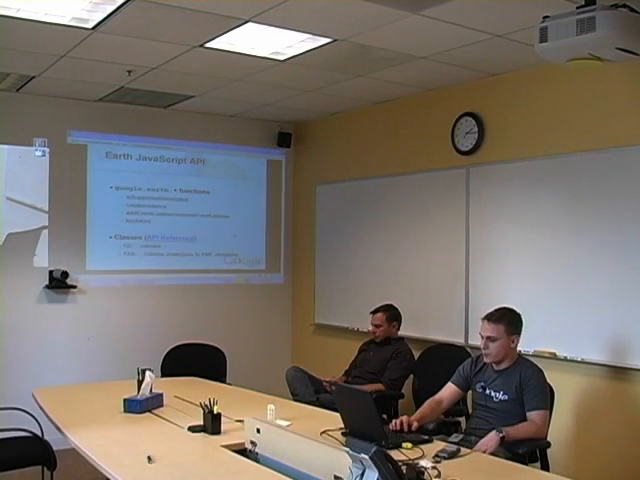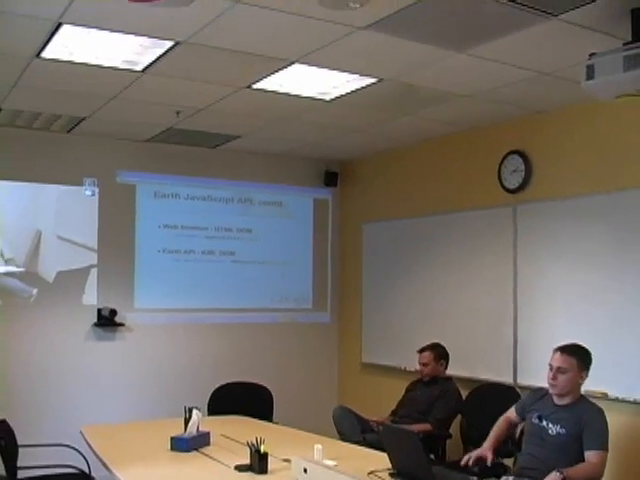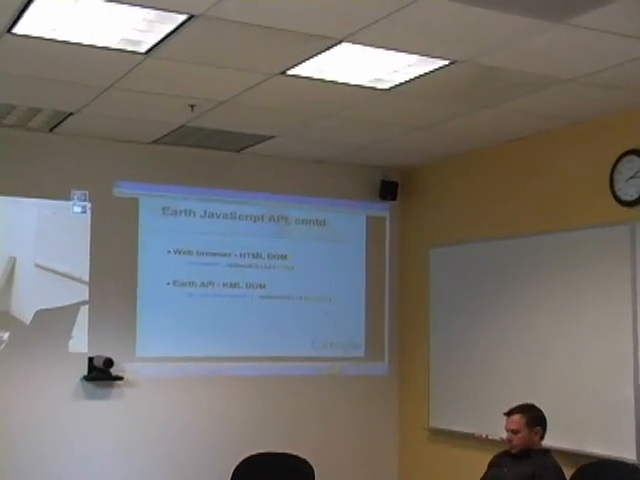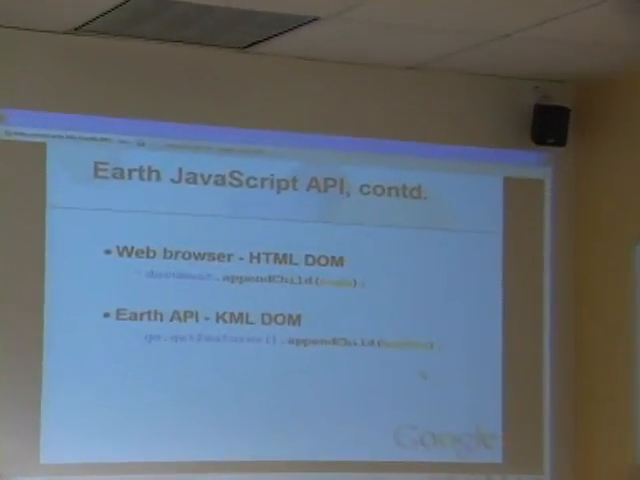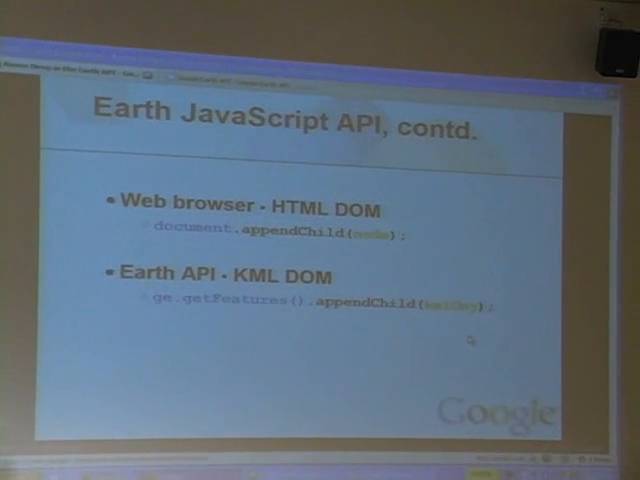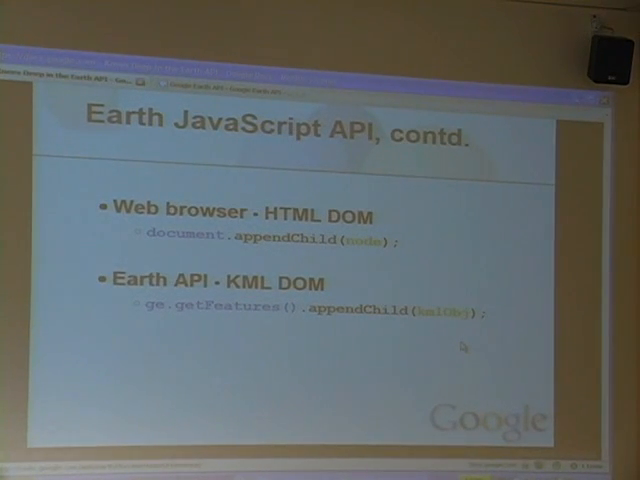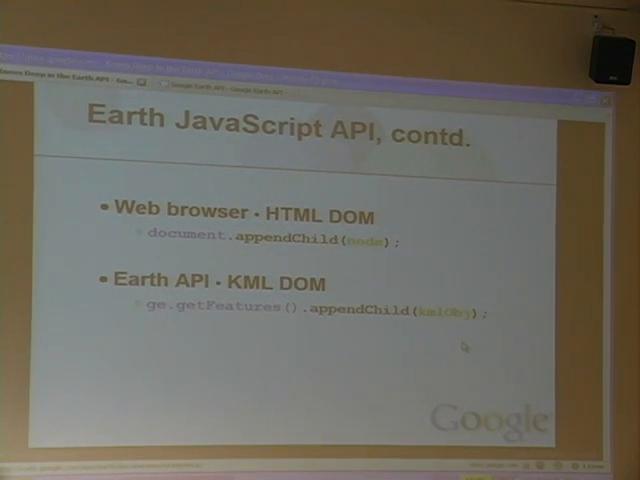Alright, so let's move on. The JavaScript API was designed to very heavily mimic the W3C DOM. If you've done any JavaScript coding in HTML, you're familiar with things like appendChild, removeChild, childNodes, things like that. So the Earth API is kind of a KML DOM, designed to mimic those features that most developers are already familiar with.